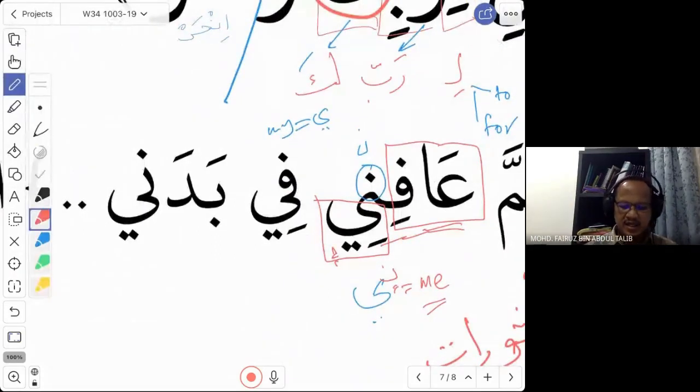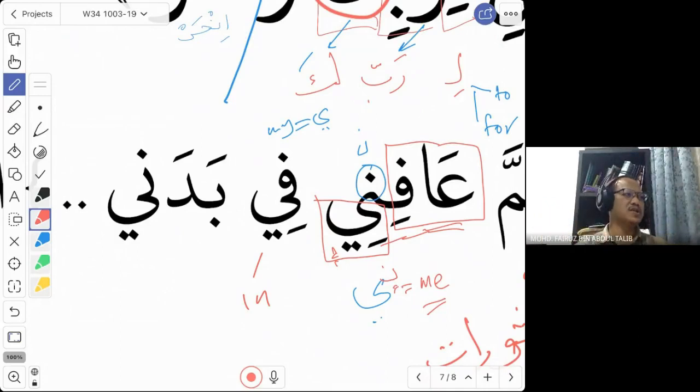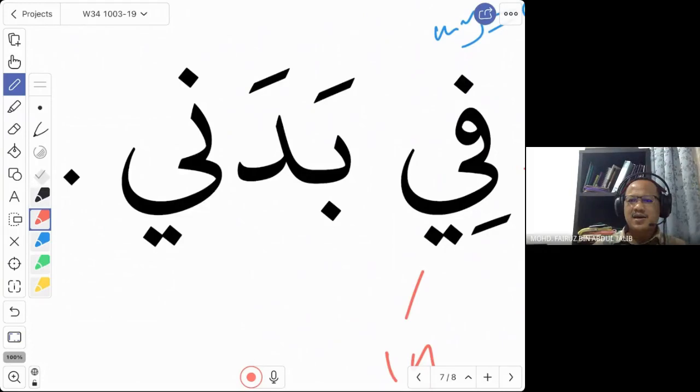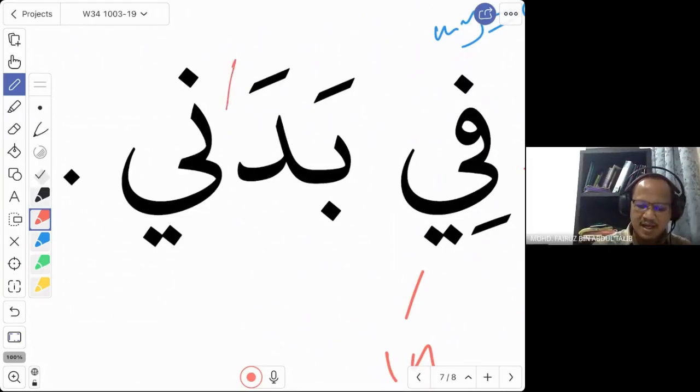And next is fi. Fi means in. And the last word is badani. Okay, this word, badani, we have two words as well. What are the two words for this word badani? What do you think? Yes, anyone? Bada and ni. Okay, Shamimi says bada, that is the first word, and the second word is ni.